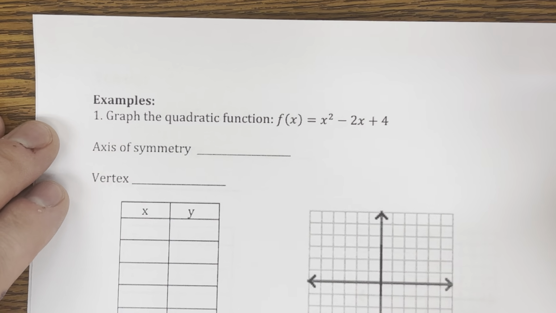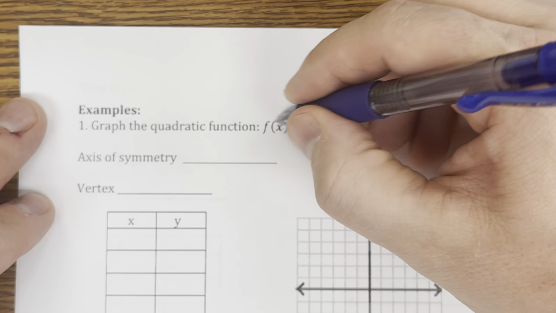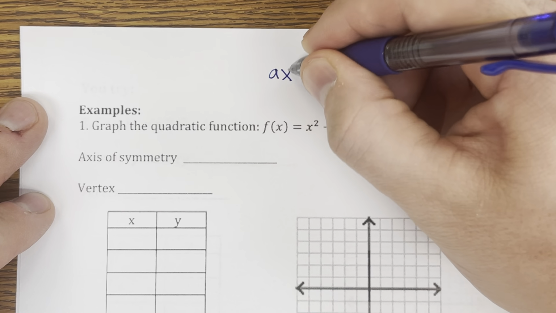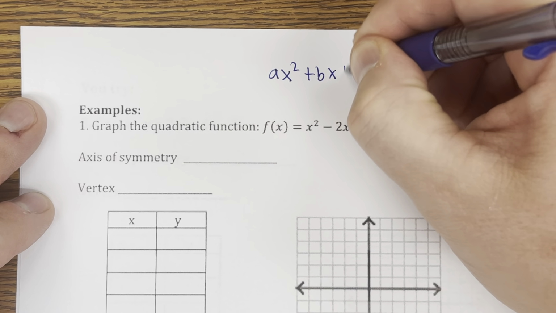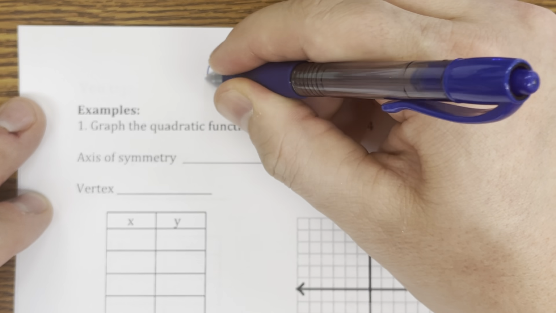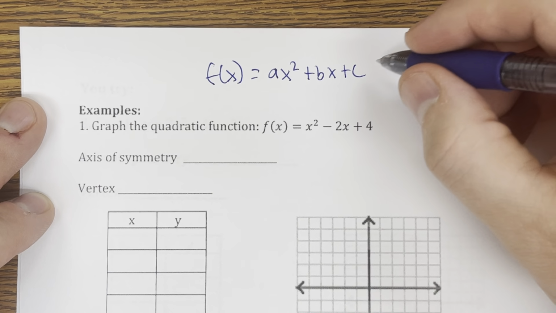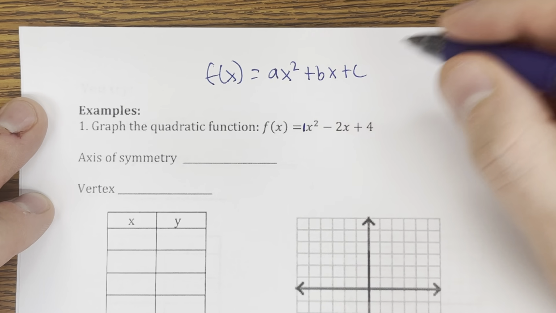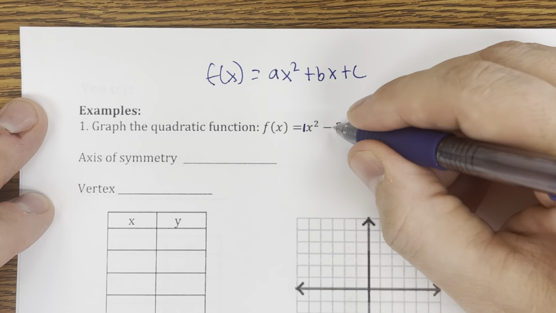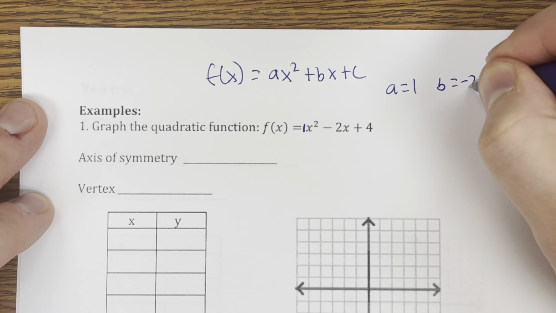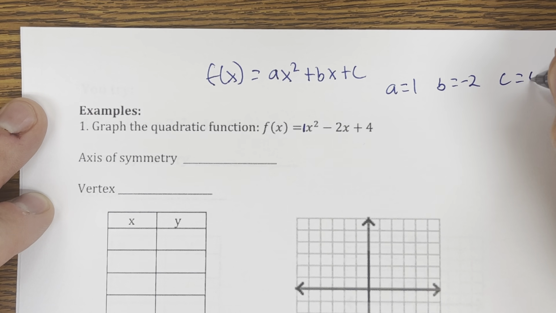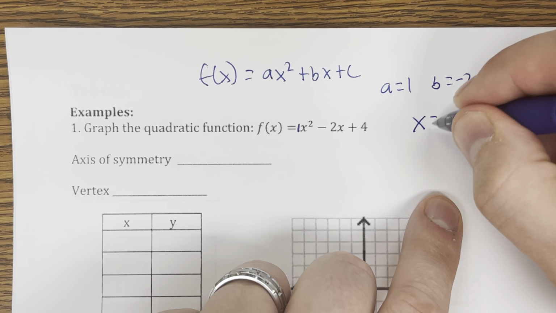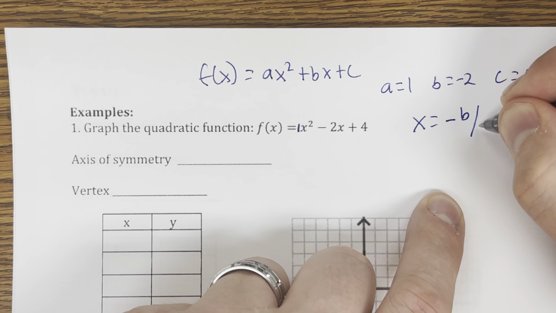So to find the axis of symmetry, standard form, notice it says f of x, just like a y. Standard form is ax squared plus bx plus c, f of x. So we've got to label a, b, and c. The coefficient of a is just 1. B is negative 2. And c is 4. C is the constant.